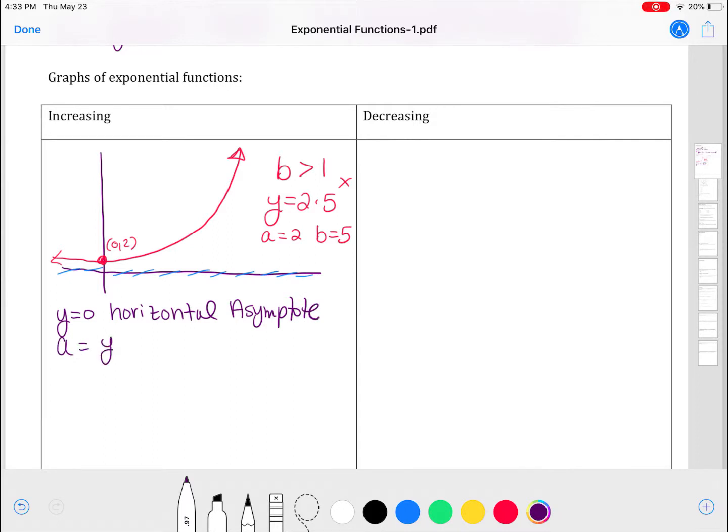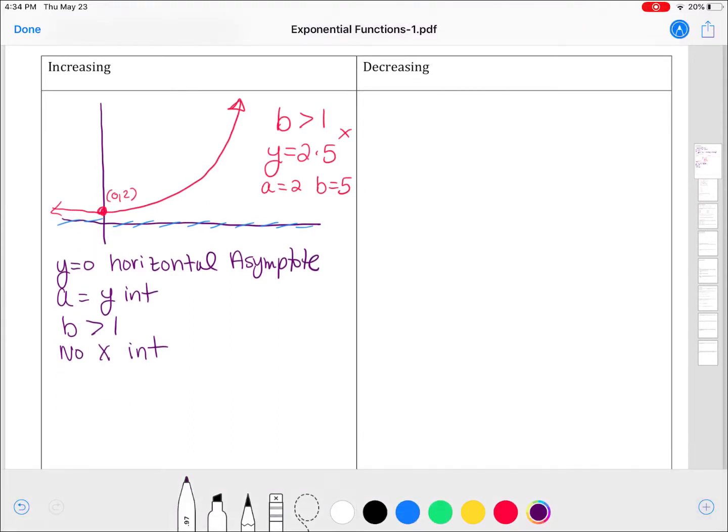a is going to be your y-intercept. b, when it's increasing, is going to be greater than 1. Notice, because you have a horizontal asymptote at y equals 0, this graph is going to get closer and closer and closer to the x-axis, but it's never actually going to touch it. Again, unless you shift it down, then it will. But when it's in this standard form, you're going to have no x-intercept. It's going to keep getting closer and closer to that horizontal asymptote, which is on the x-axis, but never actually touch it.